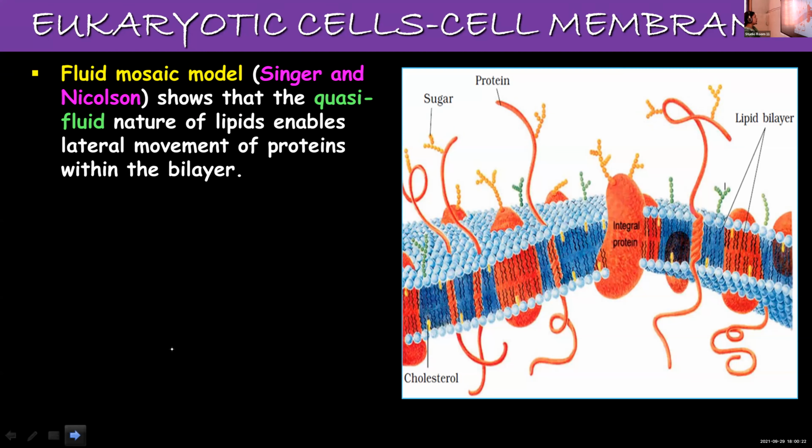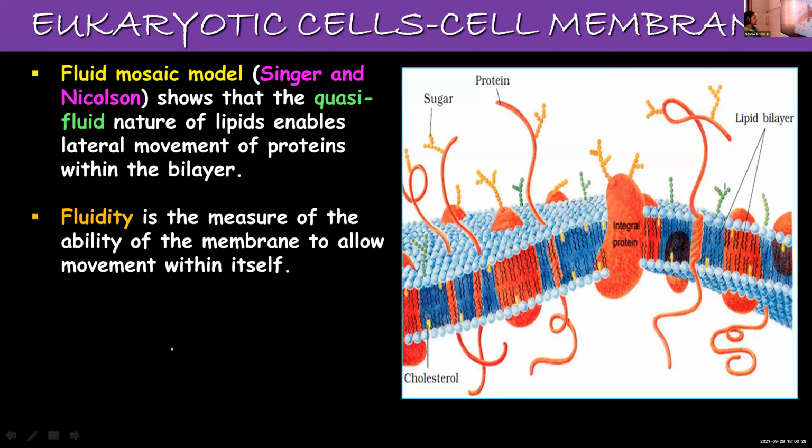And this model was suggested by Singer and Nicolson. Fluidity is a measure of the ability of the membrane to allow movement within itself. So if it is capable of promoting movement within it, then you can call it a fluid membrane. If you say that this membrane has fluidity, it means it promotes movement within itself. It's not rigid.